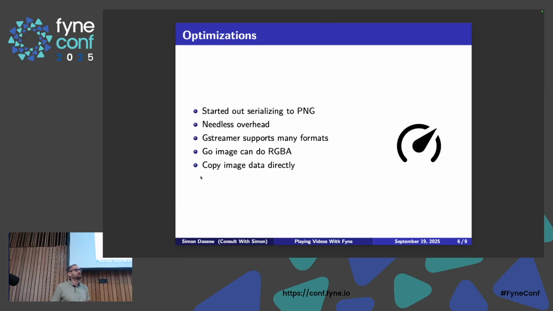The way I've achieved that was initially by serializing. In GStreamer, you can say what the output format is. So I said, oh, they have PNG, and well, I know Fyne can handle PNG, so obviously that was the first naive way to go. It worked, but it was a bit stuttery. It wasn't really fast enough yet.